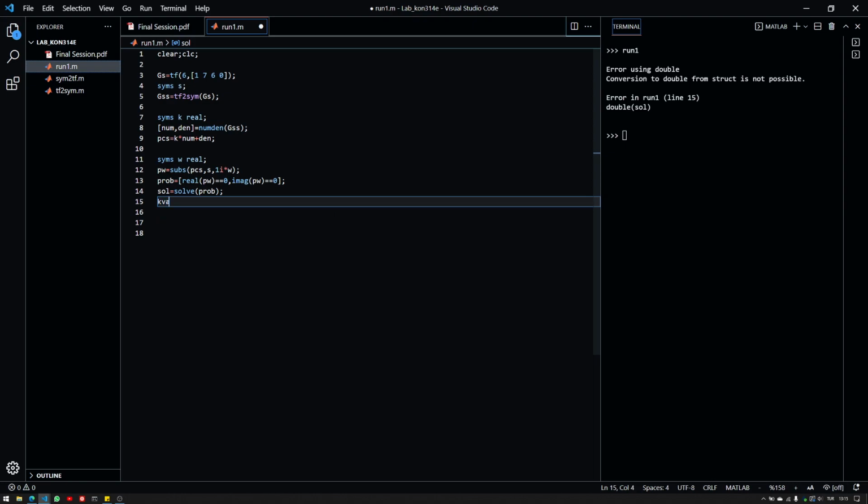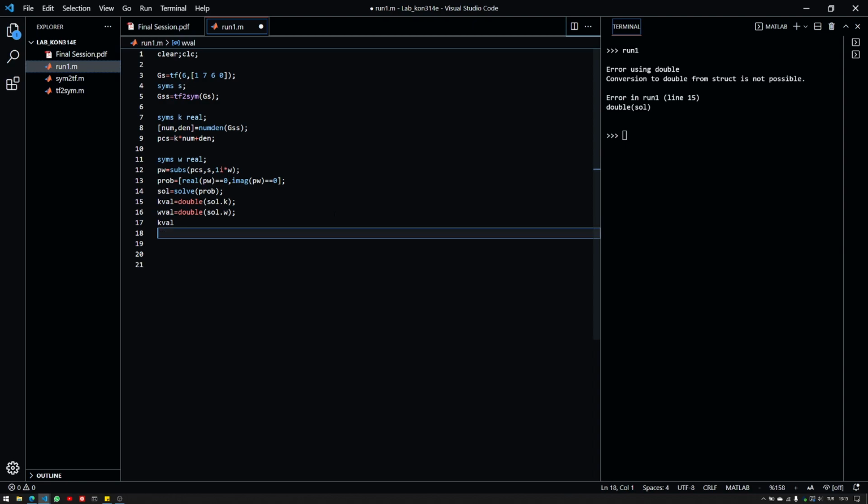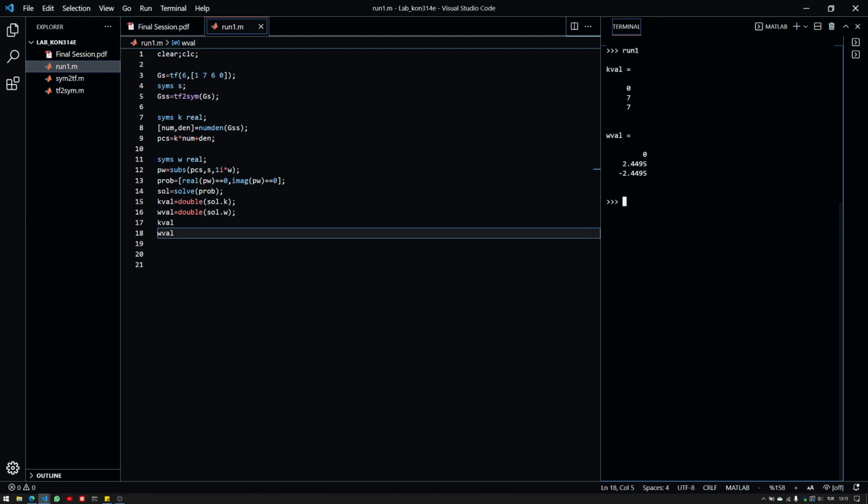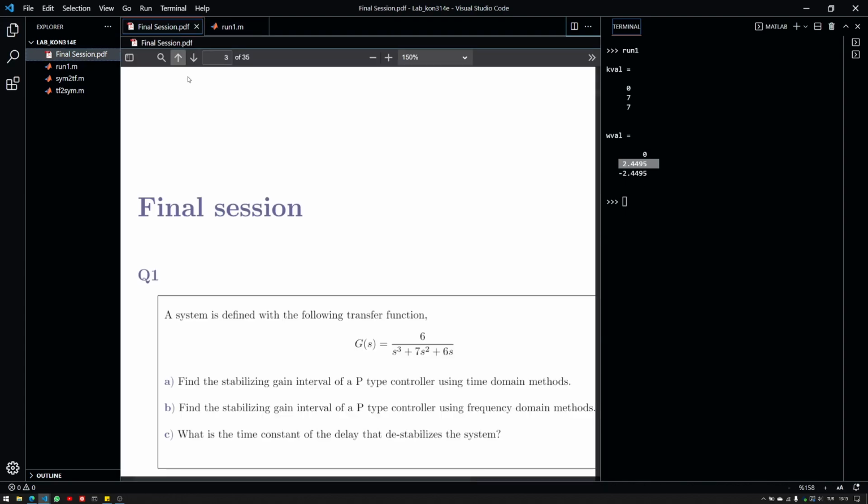Let's say k val equals double sol dot k in order to convert this, and then omega val, then omega. So k val and omega val. So here we can see that basically 0 and 7, 0 and 2.4495. So this was part A, where we use the time domain methods.